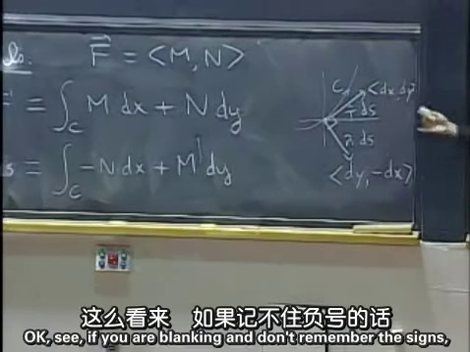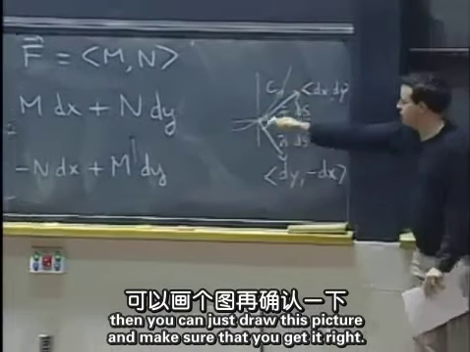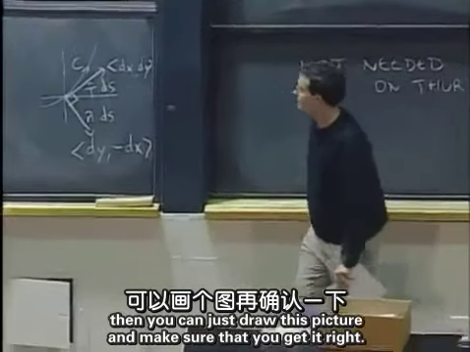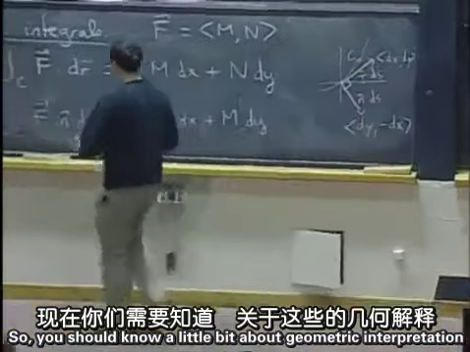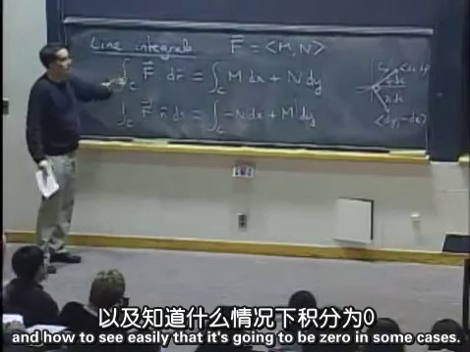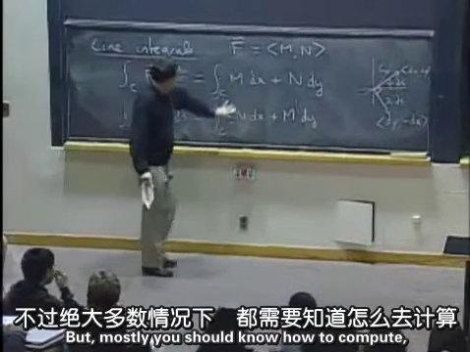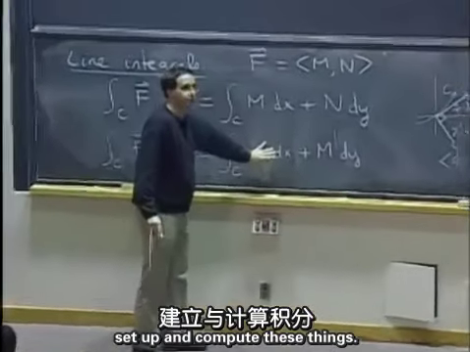Okay? See, if you are blanking and don't remember the signs, then you can just draw this picture and make sure that you get it right. So you should know a little bit about geometric interpretation and how to see easily that it's going to be 0 in some cases. But mostly you should know how to compute, set up and compute these things.